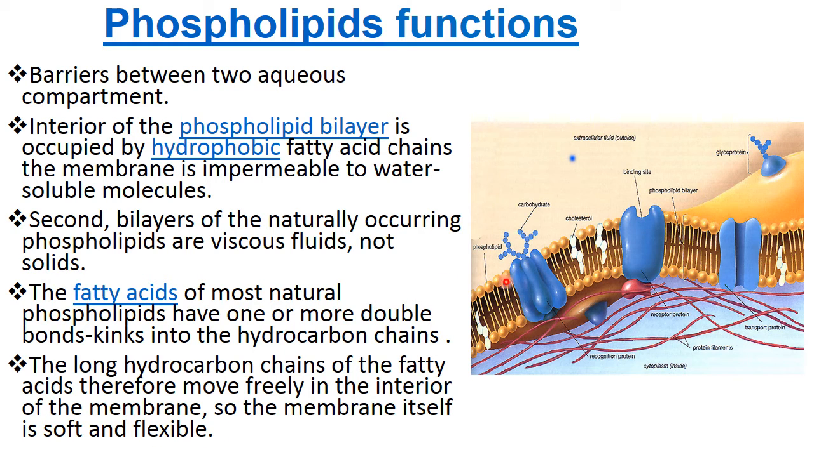The fatty acid molecule has one or more double bonds, so these bonds can twist the hydrocarbon chains. The long hydrocarbon chain is made by these fatty acid double bonds. So the interior of the membrane can easily move, and it is soft and flexible in nature.